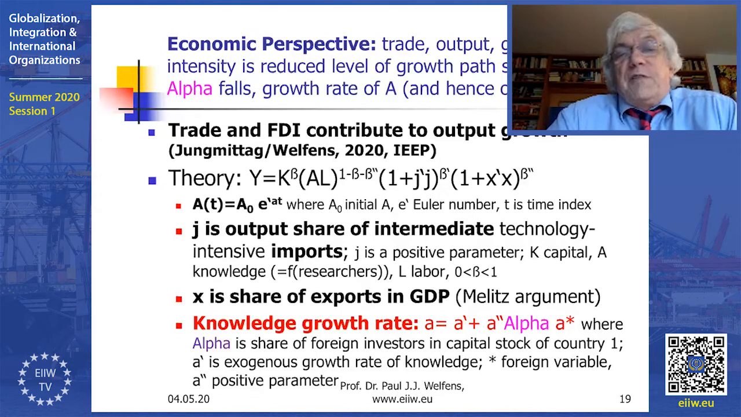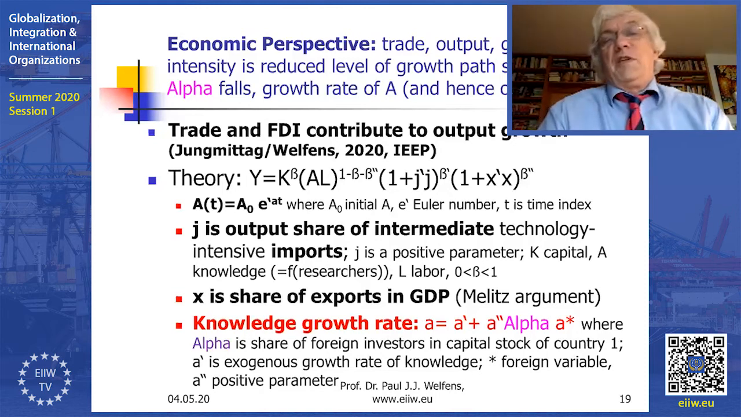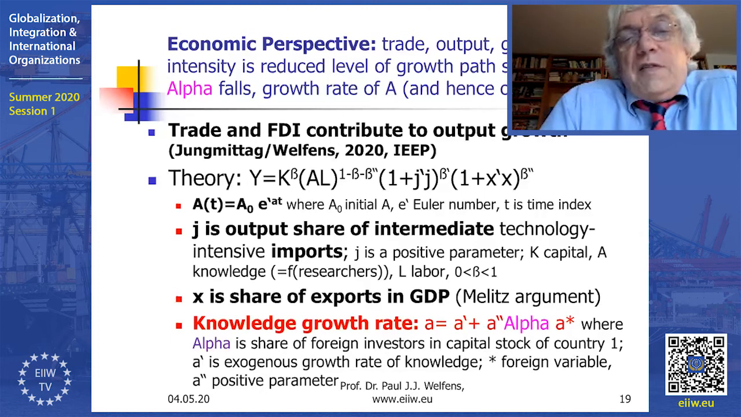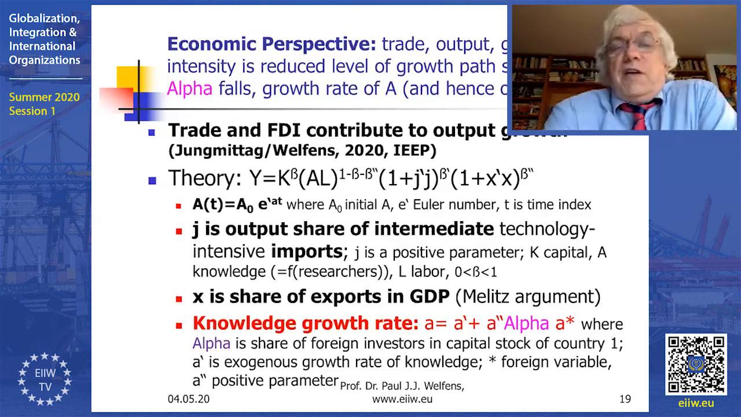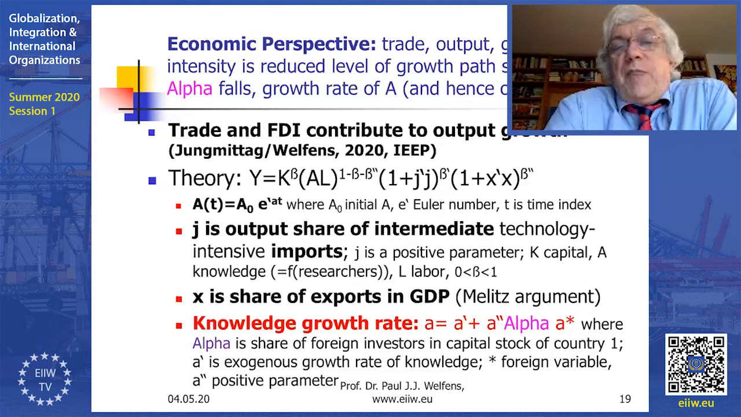So this is related actually in the latter argument to a paper by Melitz. So we use here a knowledge function, which is A0 times the Euler number to the power small a t. T is the time index. And so we have an exogenous growth rate of knowledge, we could say. J is this output share of intermediate technology intensive products. And this means that if we import intermediate products from abroad, we effectively would raise the level of technology. And yeah, we have already heard about the Melitz argument.